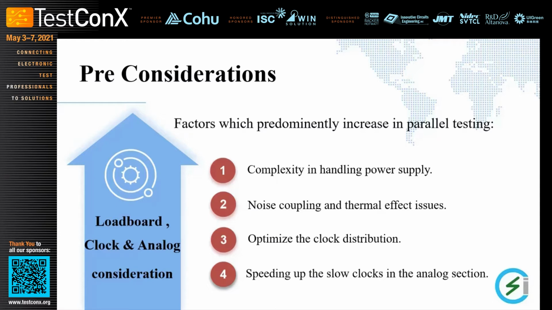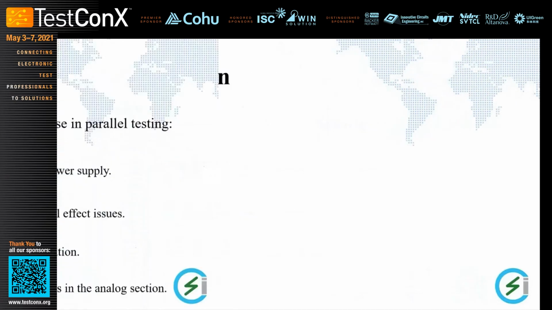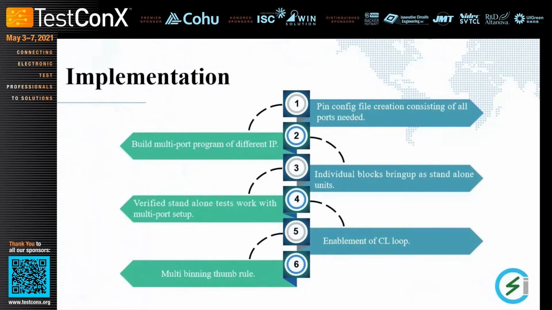Optimize the clock distribution to the cores having different clock control of each IP block. Our internal DFT team also helped us to speed up the slow clocks in the analog side of the chip and reduce the long wait cycles. Then the usual setup aspects in terms of pin config and the test flow for each IP, including looping and multi-binning thumb rules, are to be considered as well.